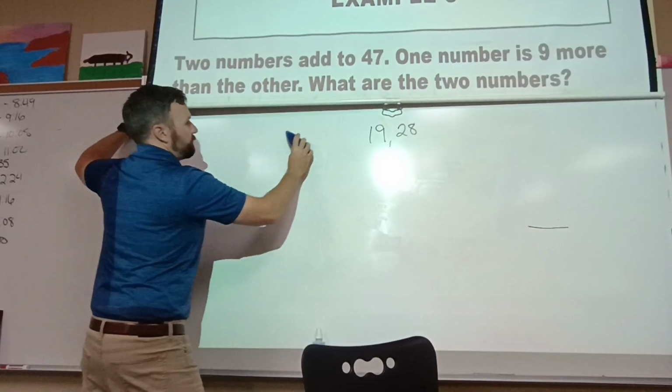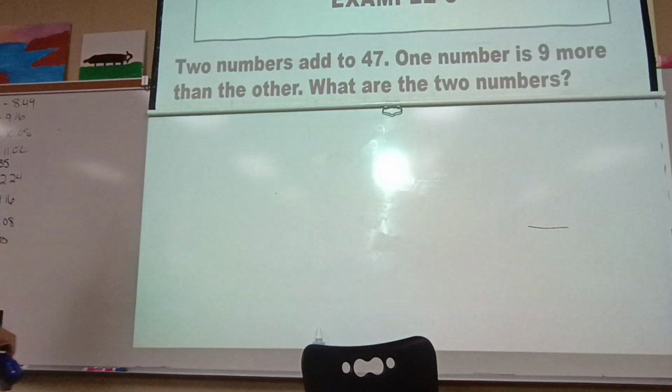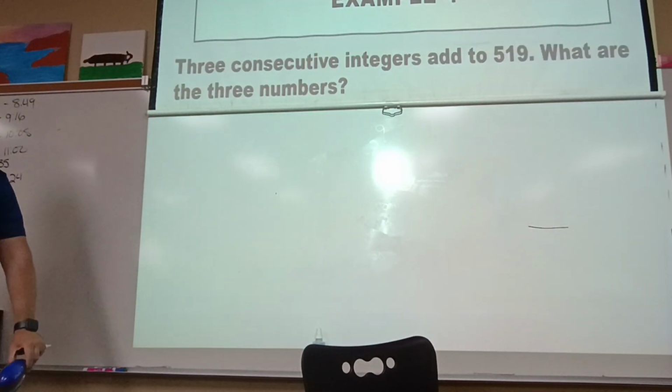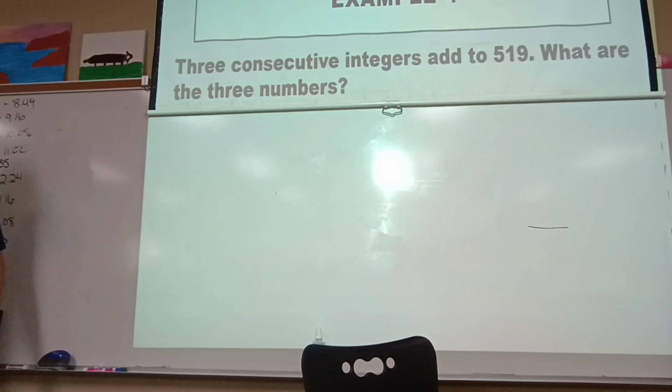All right. So that's example 3. We're halfway there. I'm not going to do this problem, but I'm going to show you how to set it up. 3 consecutive integers. It's like 1, 2, 3. 3 consecutive integers.